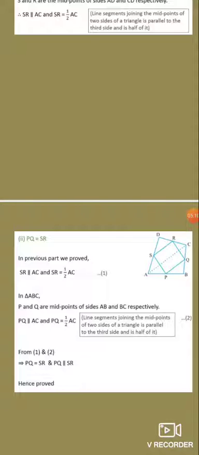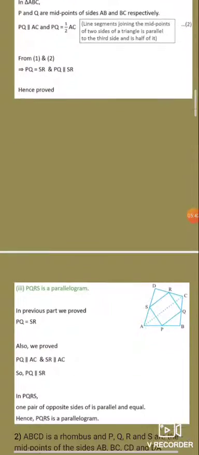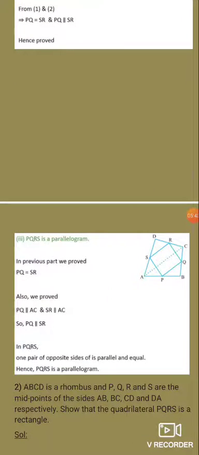Now from the first one and second one, PQ is equal to SR and PQ is parallel to SR. So listen carefully. In the first one, SR is parallel to AC and SR is half of AC. In the second one, PQ is parallel to AC and PQ is half of AC. From that, we can write PQ is equal to SR and PQ is parallel to SR. Hence the proof.